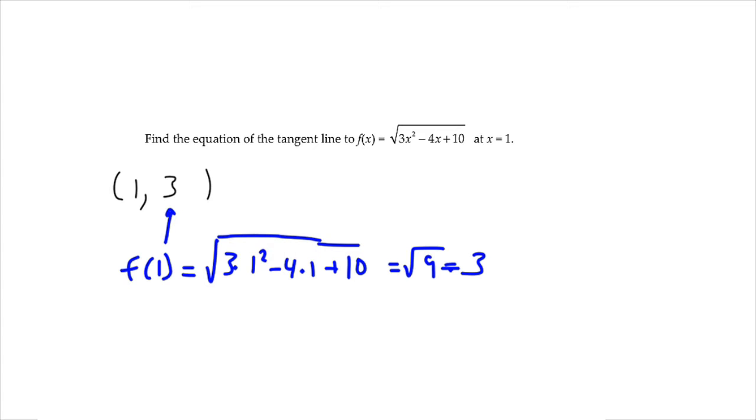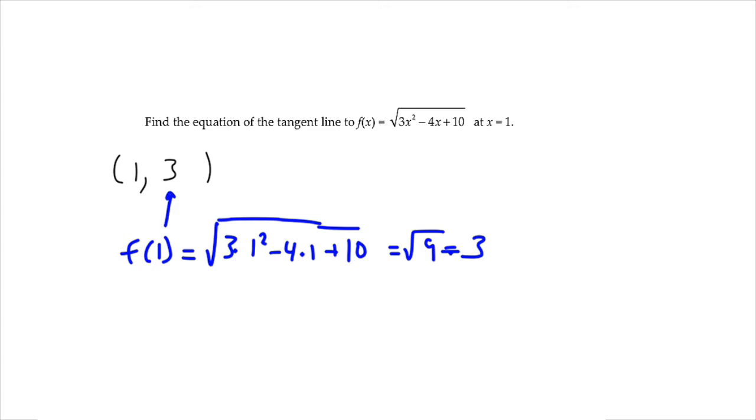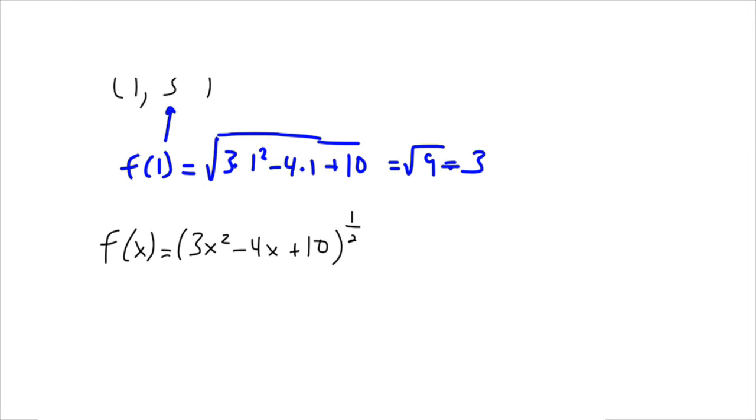Okay, so the way you get the slope, though, is to take the derivative. So that's going to be the hard part because it's going to require the chain rule. So I'm going to write this as f of x is what? Well, it's 3x squared minus 4x plus 10, all to the 1/2 power. Now, how do we take our derivative? Like I said, we're going to use the chain rule. So let's use that chain rule.